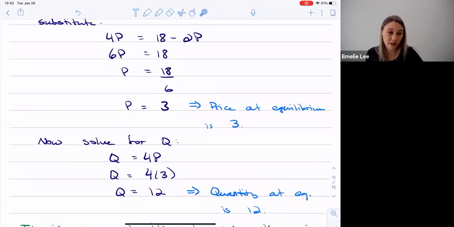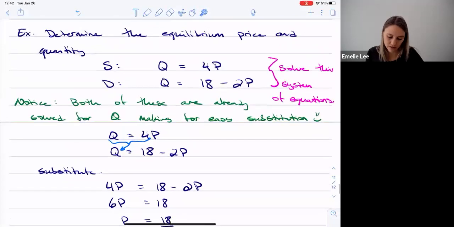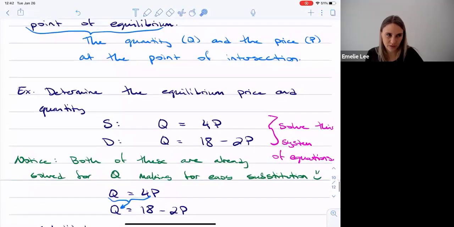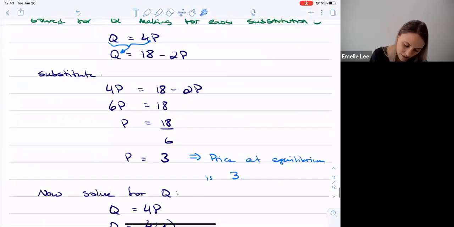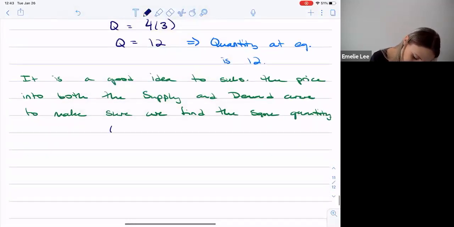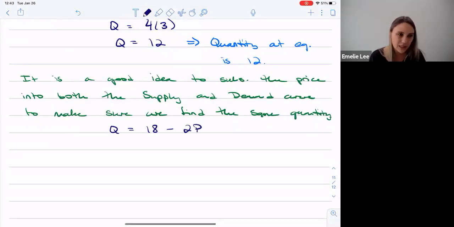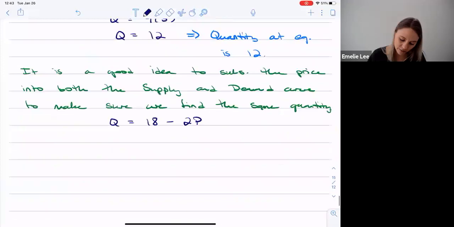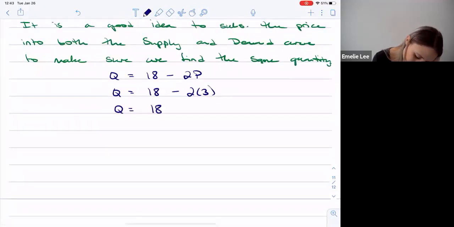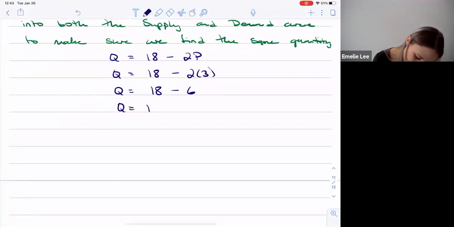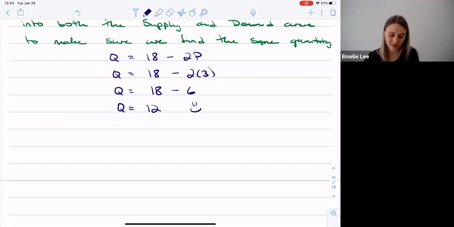So this was the supply curve, Q equals 4P. Okay, slowly catching up here. So the supply curve, I found Q is 12. Now I'm going to do it for the demand curve as well, just to make sure that I also find that Q is 12. So Q equals 18 minus 2P. Substituting in P is 3 still, so Q is 18 minus 2 times 3. Q is 18 minus 6, so Q is 12. That's a good sign.